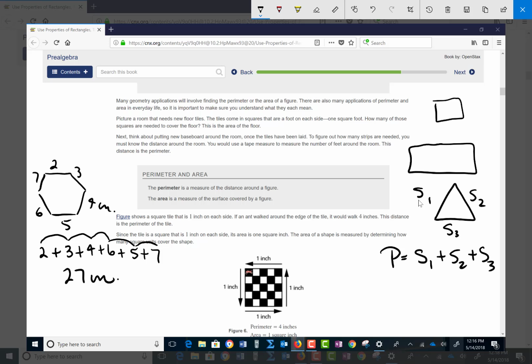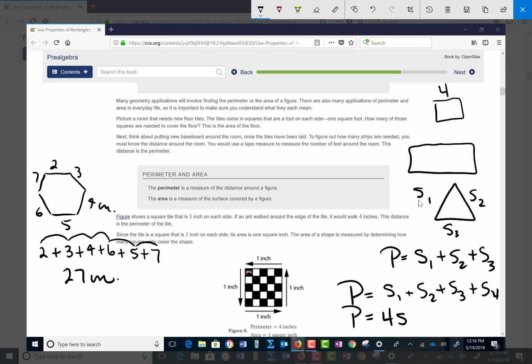For a square, you have P for perimeter, and you will see it look like this. It will either be the S1 for the 4 sides, or since a characteristic of a square is that all 4 sides are the same, this is what you will see for the formula of the perimeter of a square, 4 times S, because each side is the same. So 4 times 4 for that one would be a perimeter of 16.